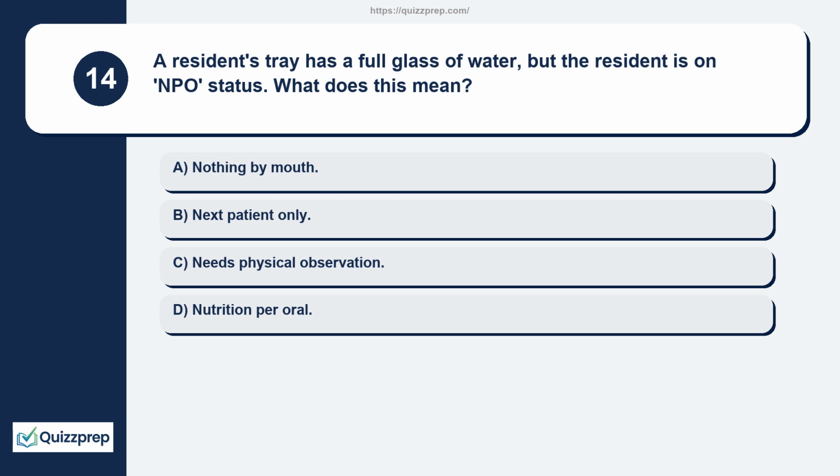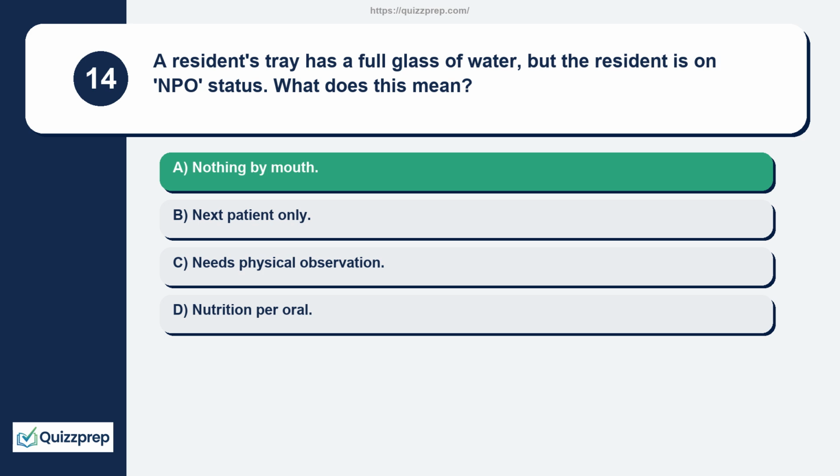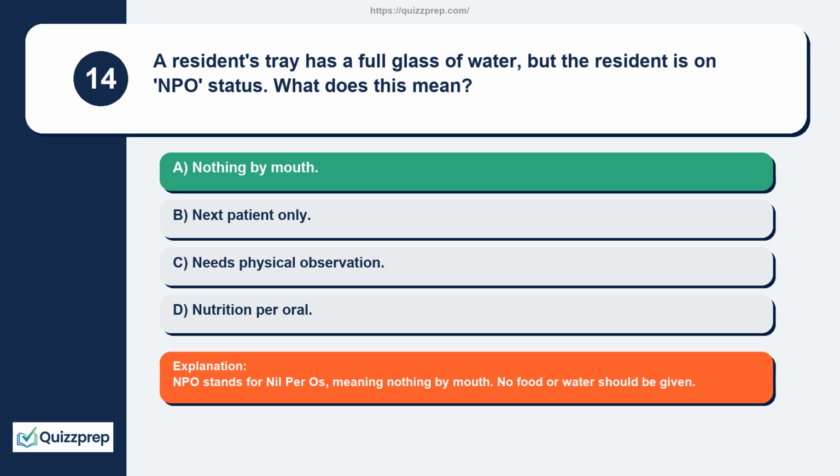Question 14. A resident's tray has a full glass of water, but the resident is on NPO status. What does this mean? Nothing by mouth. Next patient only. Needs physical observation. Nutrition per oral. NPO stands for nil per os, meaning nothing by mouth. No food or water should be given.